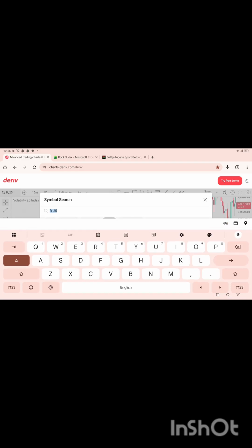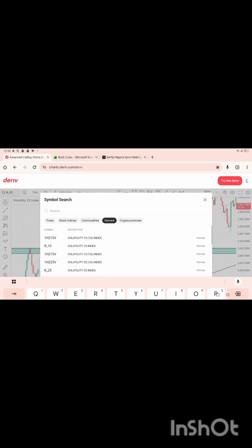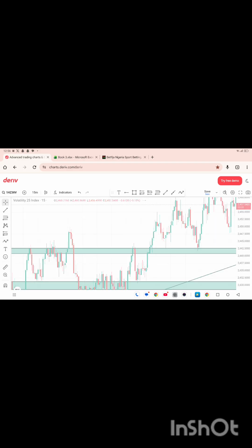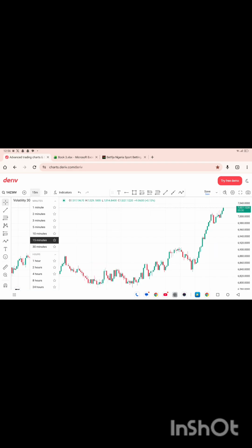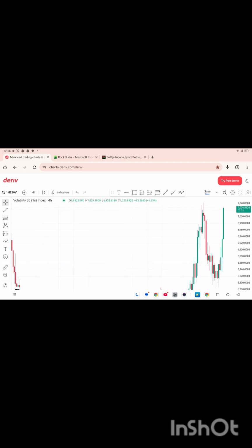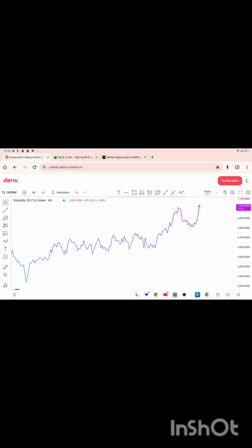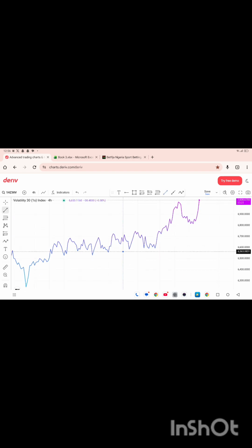So let's do another one again. Let's do 30s. Same thing you're going to do. You move to your 4-hour time frame and change from your candlestick to your line chart for a clearer view. So what are we seeing here? We can see an uptrend somewhere here.